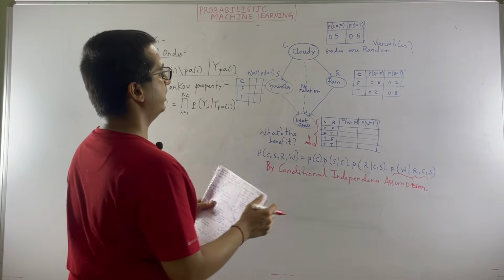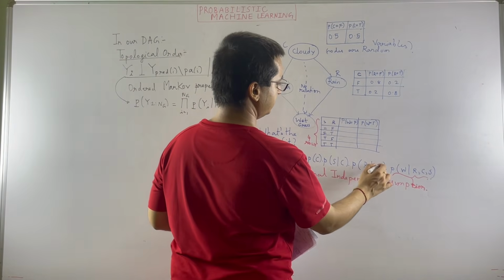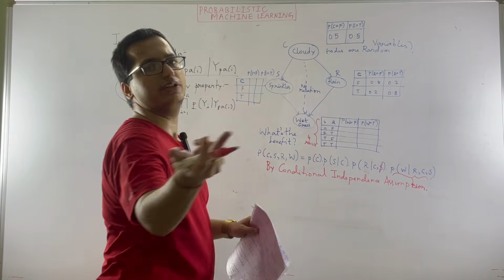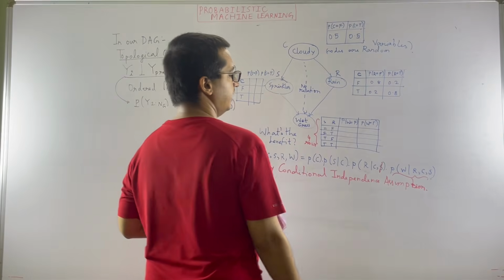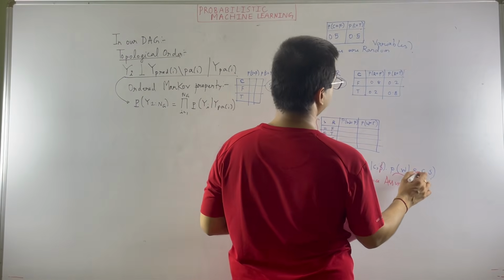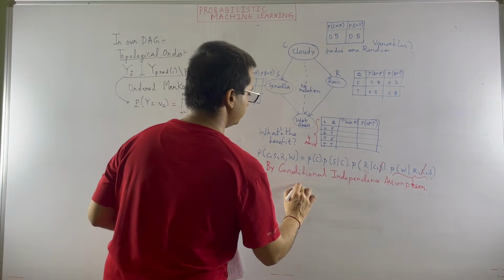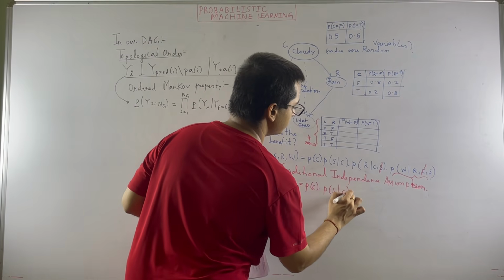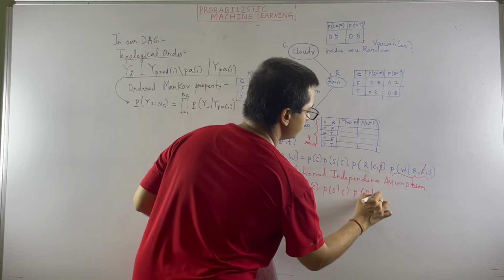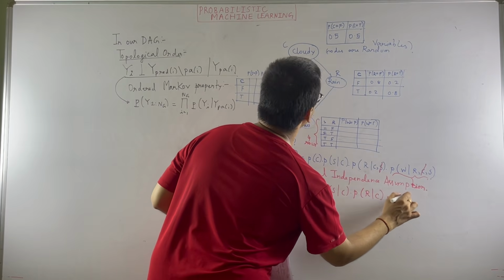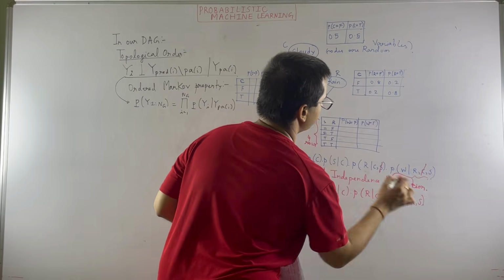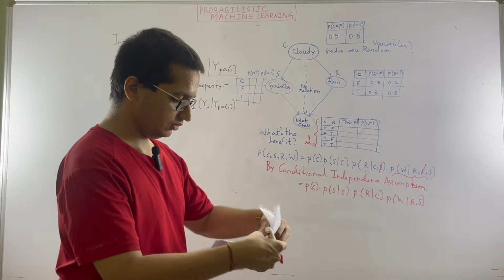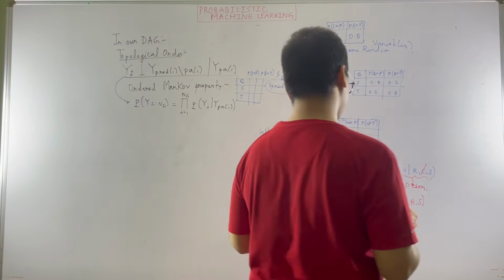So what I can do is, I can strike down this S, because sprinkler and rain have no relation. And I can also strike down this C. So the equation simplifies to P of S given C, P of R given C, into P of W given R comma S. This is simpler than this one, right? So that is by the conditional independence assumption.